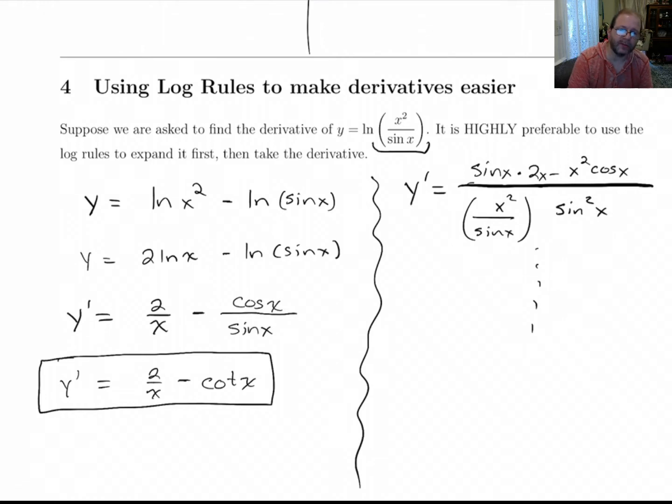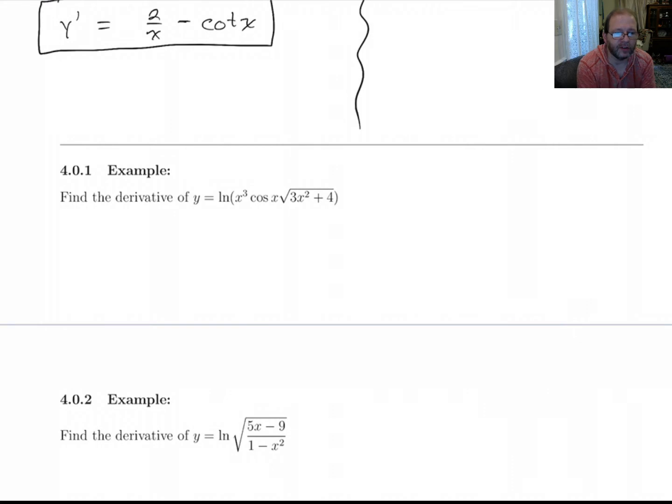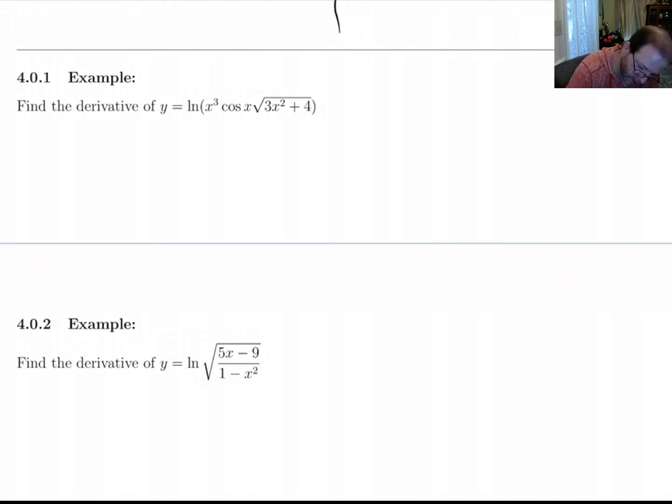So let's do some more examples where using the log rules helps us out. Find the derivative of this thing. Now, finding the derivative of this would not be fun because if we didn't use the log rules, we'd have to put this on the bottom, and then we'd have to take the derivative of all this stuff on top. That's a three-way product rule that we'd have to do. So it's highly preferable to rewrite this, and I'm going to split this into three things here. We've got x cubed, we've got cosine x, and we've got this.